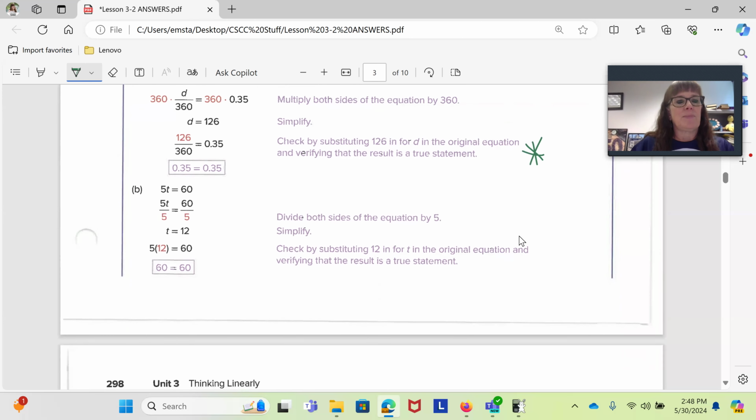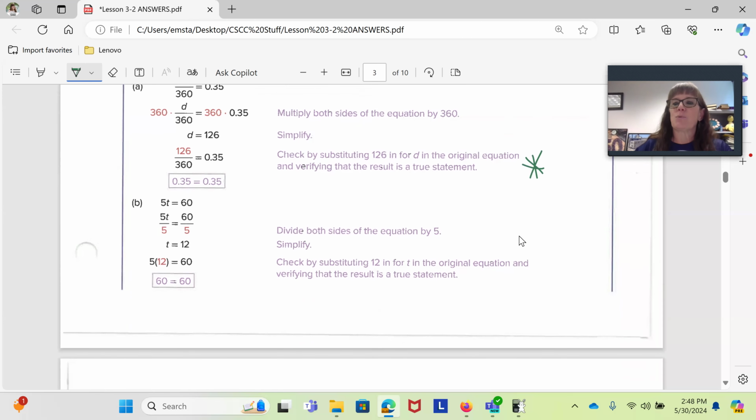In part B, we had 5t equals 60. It's important to recognize that when 5 is smashed up against that t with no signs between it, it means times. What is the opposite of times? Dividing. So instead of 5 times t, we're going to take both sides and divide by 5. That leaves me an answer of t equals 12. These are called one-step equations because it takes you one movement and the equation is done.